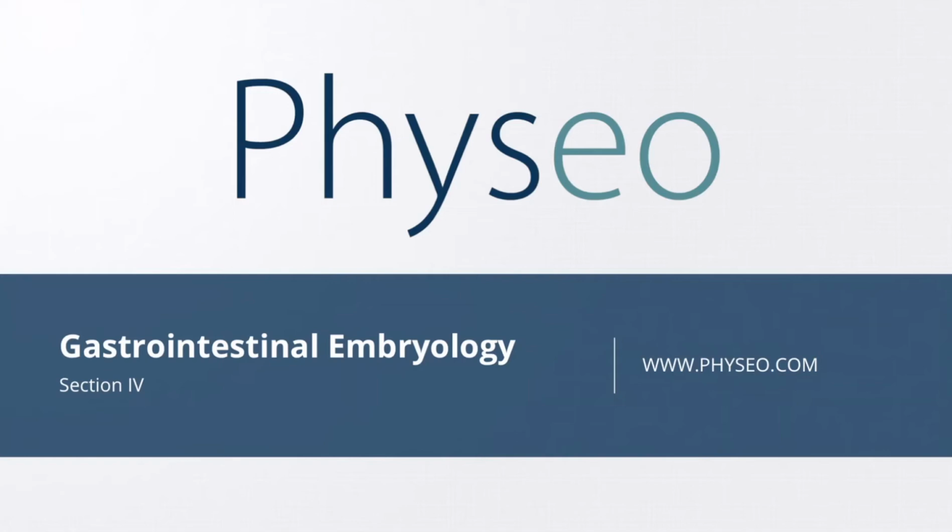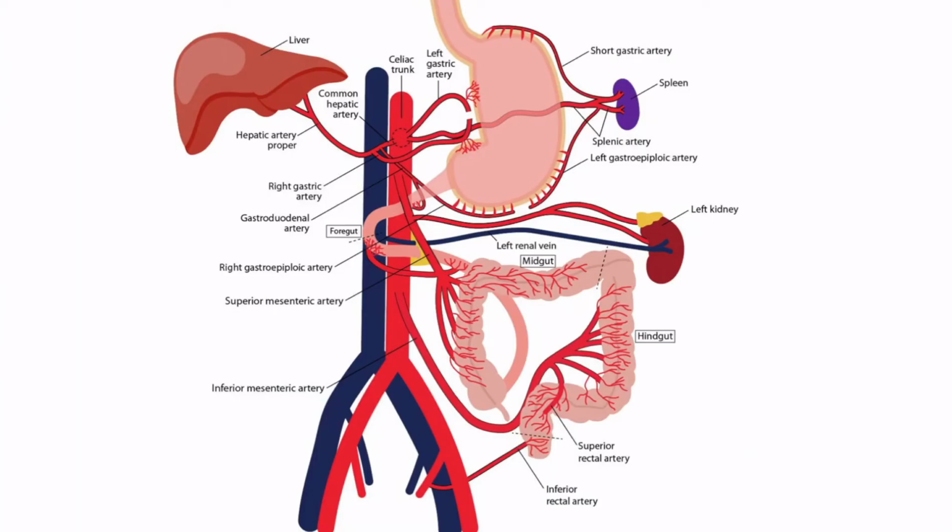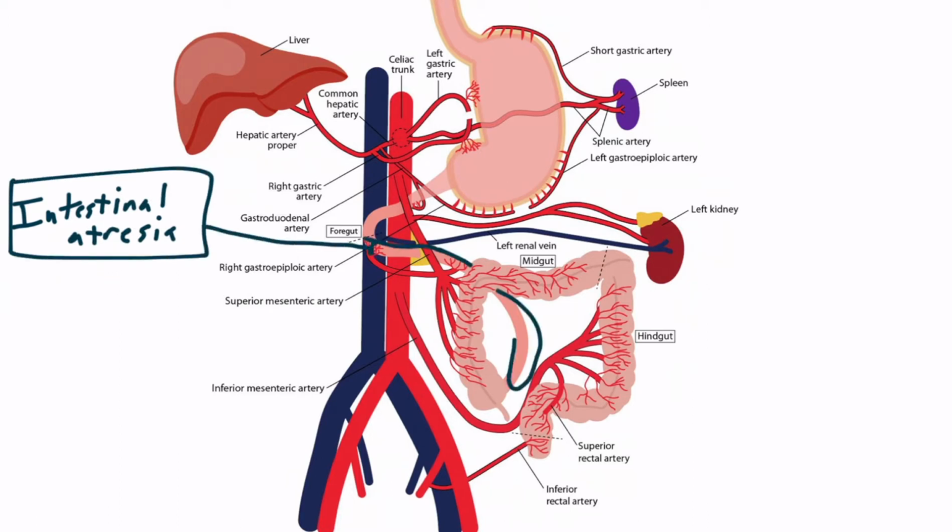Welcome to Section 4 of Gastrointestinal Embryology. In this section, we'll be discussing intestinal atresia. Let's get started. For clarity, intestinal atresia can occur during development anywhere along the small intestines. However, it's best to break up intestinal atresia in terms of duodenal atresia and jejunal/ileal atresia, and we'll go through both of these, starting with duodenal atresia.